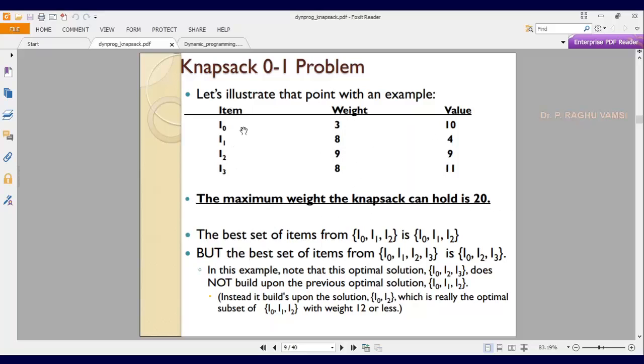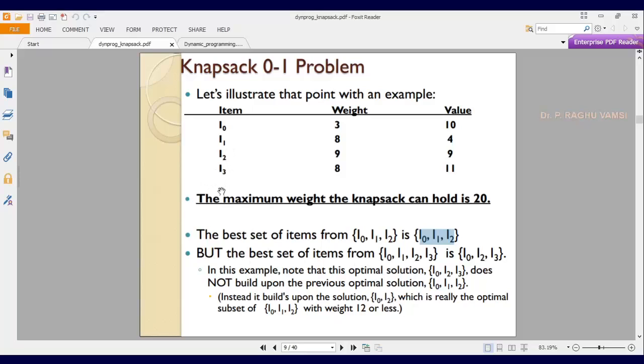But if you consider the total number of items as a whole, then the best set of items from I0, I1, I2, I3 is not the previous set, but another set. Because when a small number of items are there, you can directly visualize it and calculate it. If you look at the first three items, 3, 8, and 9, obviously 20 is the weight we have achieved, and the corresponding value is 10 plus 4, 14, plus 9, which is 23. This is the value we have achieved with this particular set.